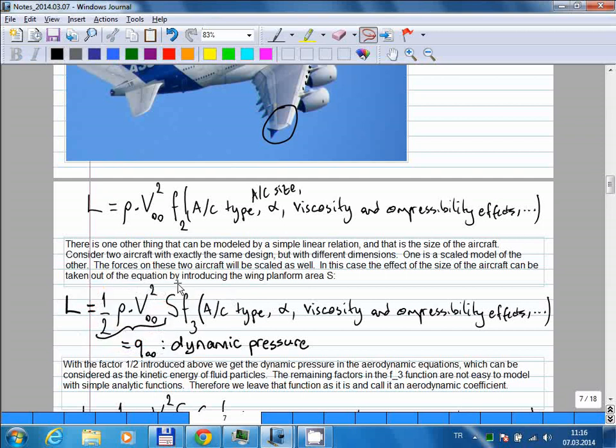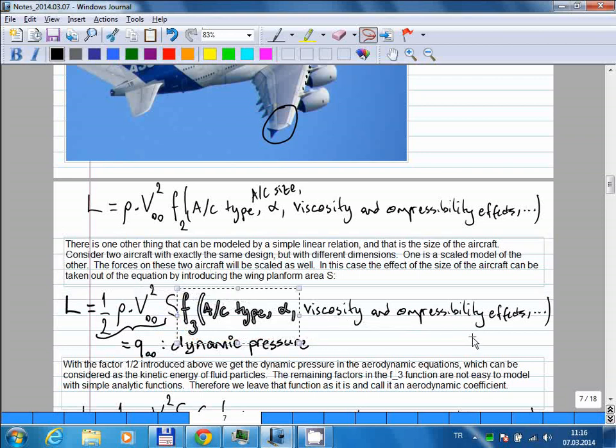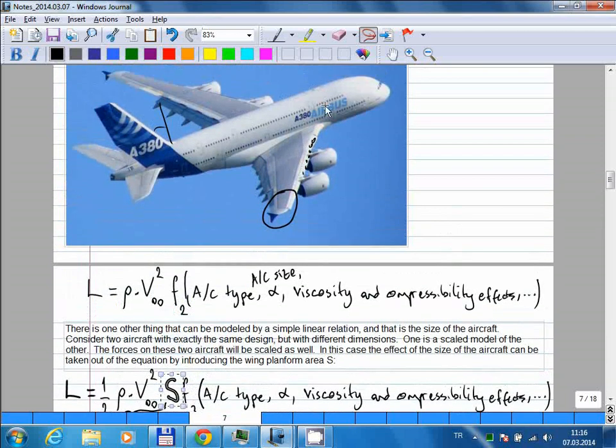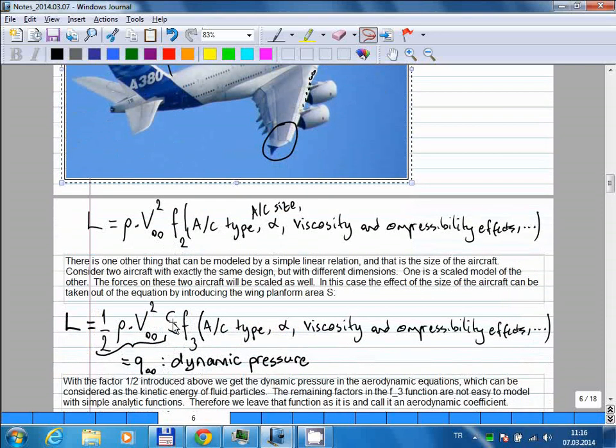And wing surface area is also taken outside of this function because its effect is also direct and predictable. So its effect is linear. If I take this aircraft and just scale the wings, increase the wing area by a factor of 2, the force will be increased by the same factor. So that's also predictable and can be taken outside the function.